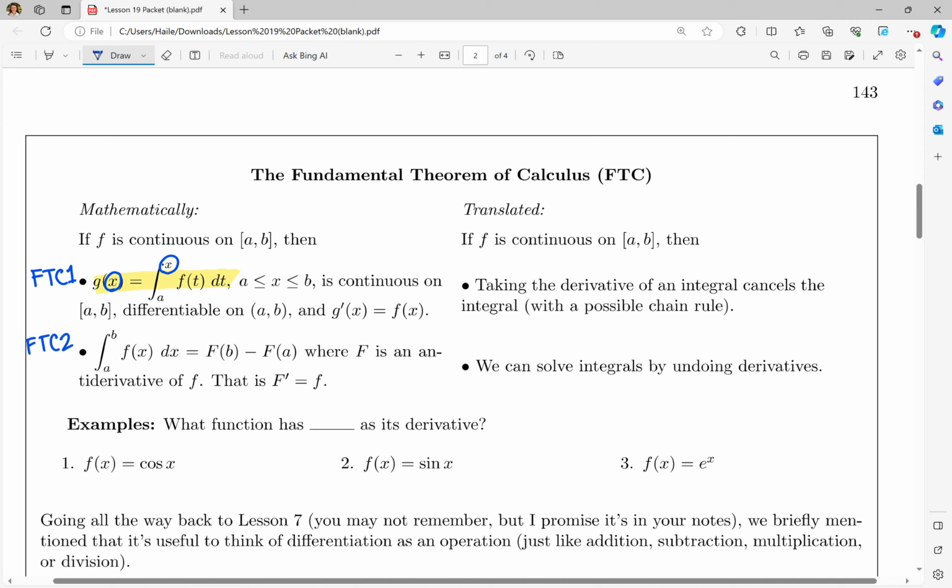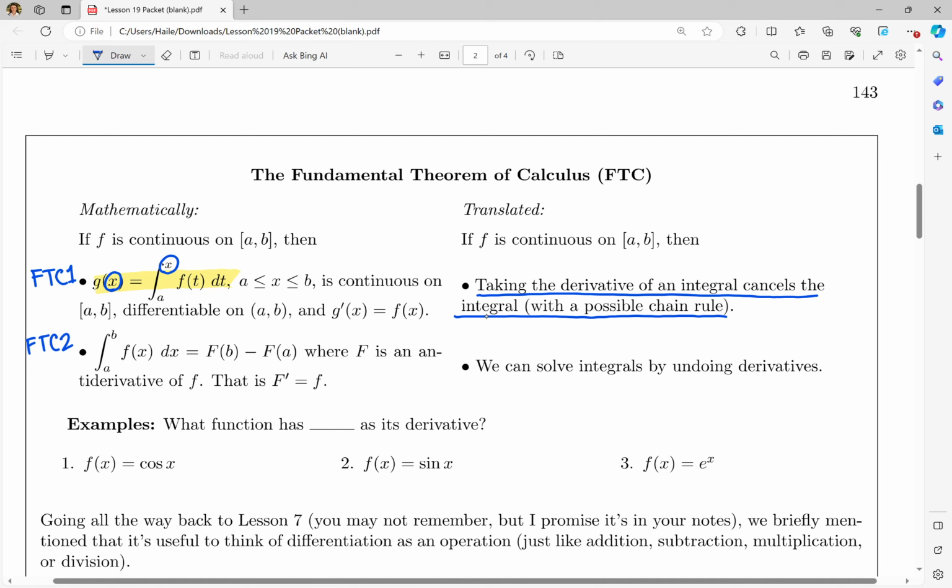So we kind of said it a little bit, but basically what that first part is saying is if we take the derivative of an integral, it cancels the integral, with maybe a possible chain rule, but we'll talk about that in a minute. The point of the matter is, if you're given a function in terms of an integral, taking the derivative is going to cancel the integral. Okay.